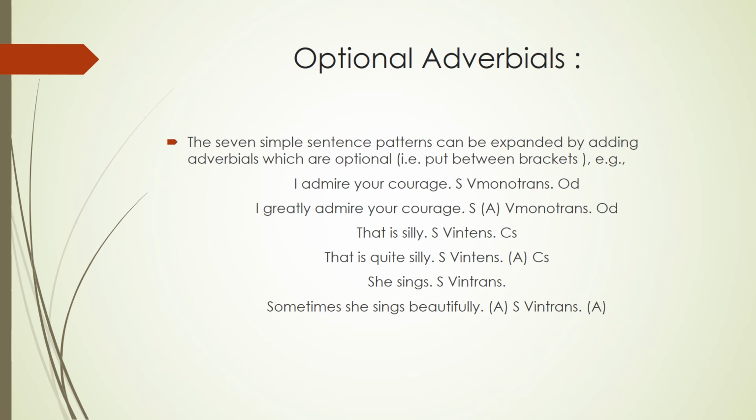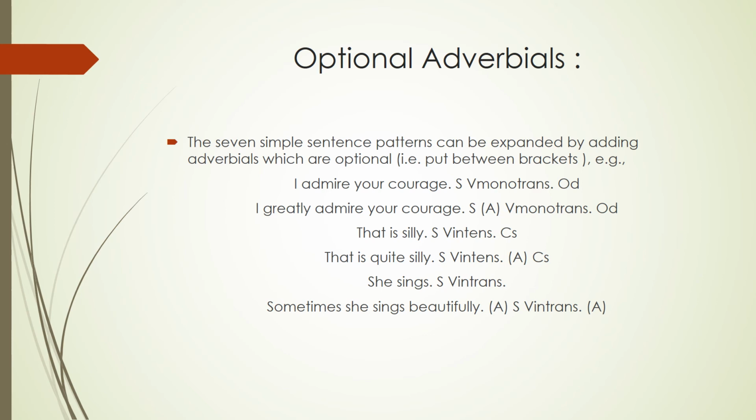So I is the subject. After the subject here, I have a new element, which is greatly. And greatly here is an optional element. So I'm going to represent it with capital A, put between 2 brackets to say this is an optional element. It can be deleted from the sentence. Okay, then admire as a monotransitive verb, followed by your courage as a direct object.